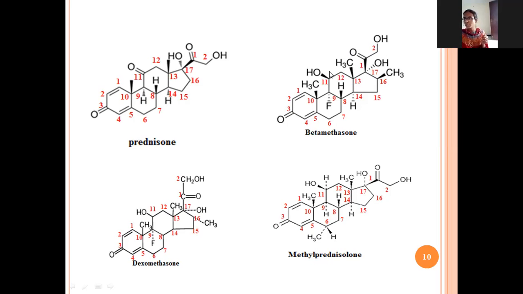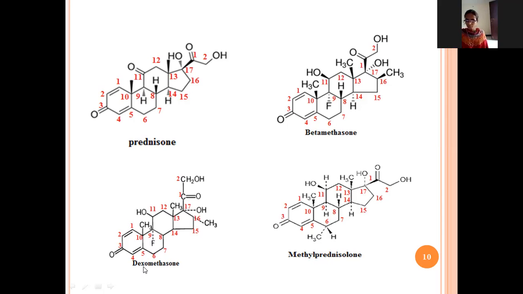group is attached. This is the phenanthrene and this is the cyclopentane structure. In the third position oxygen group is attached. In 11th and the 17th position hydroxyl group is attached. In 10th, 13th and 16th position the methyl groups are attached. In the 17th position, 2-hydroxyacetyl is attached.